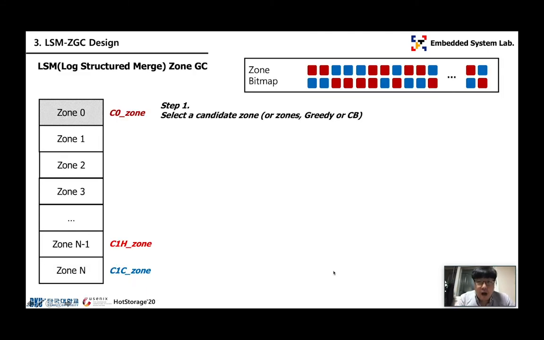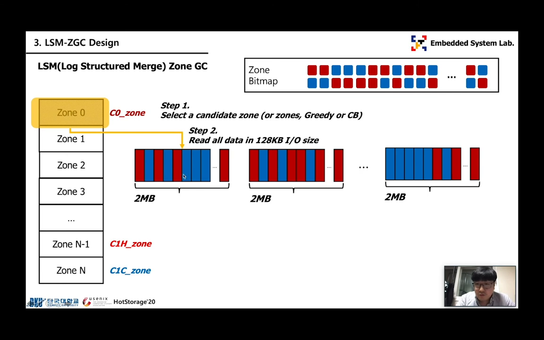This slide shows how our proposed LSMGC, log-structured merge style garbage collection, works. In step 1, the LSM scheme selects the candidate zone using a greedy or cost-benefit policy like the basic scheme. In step 2, read all data from the candidate zone. Note that the basic scheme reads valid data only, but our LSM scheme reads both valid and invalid data, which allows reading data always in a larger I/O size.